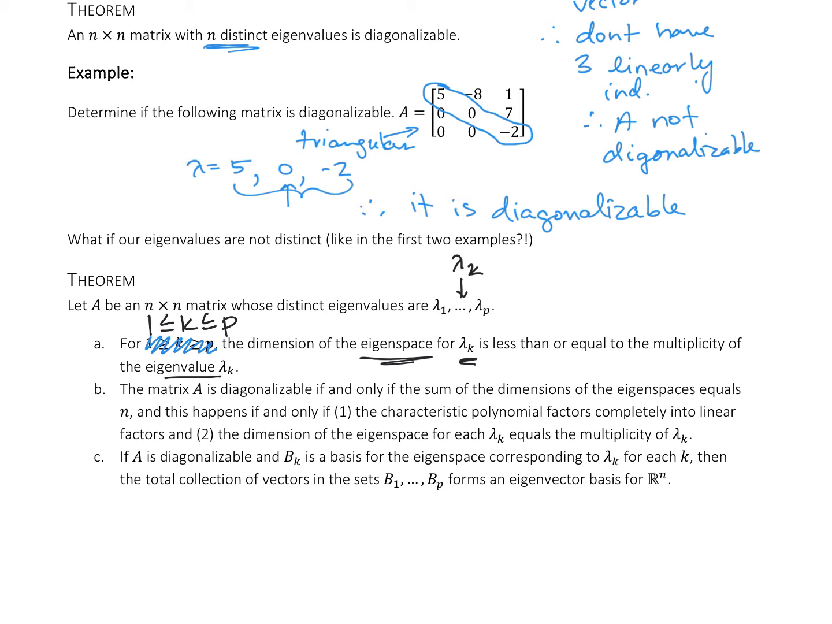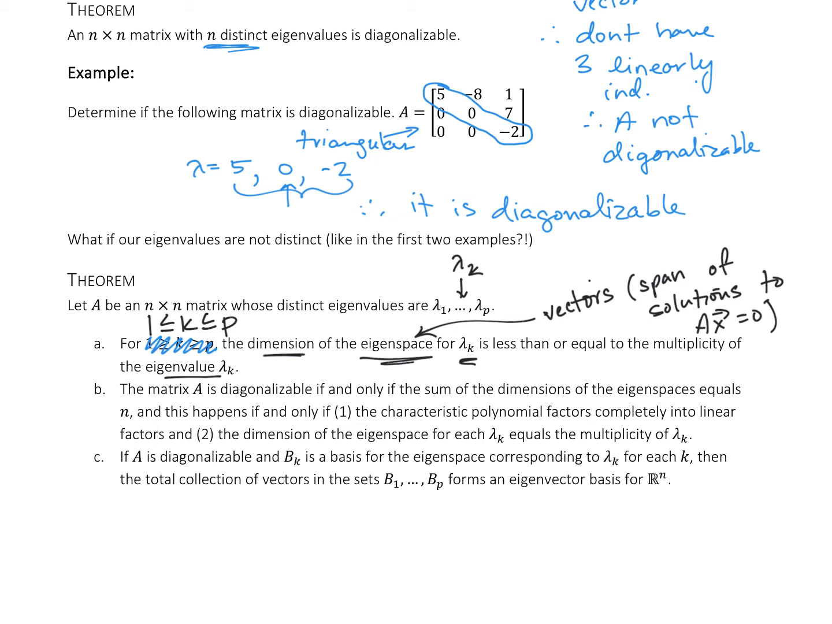So remember the eigenspace is the span of the solutions to Ax equals 0. That's our eigenspace, that span. The dimension of that is the number of vectors it takes to create a basis for it. In other words, that's the number of vectors that are in that span.